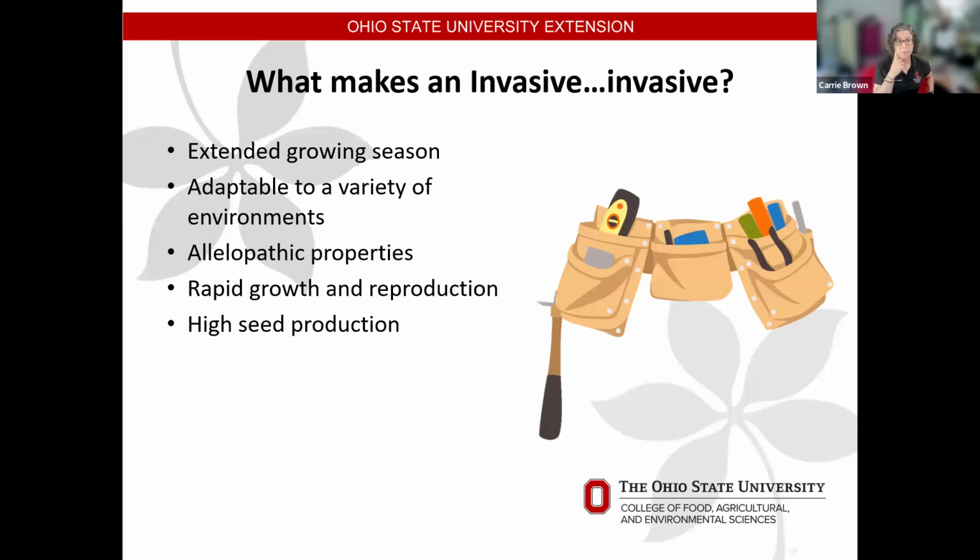Another example of this that you might be familiar with is garlic mustard. A single garlic mustard plant can produce up to 8,000 seeds. And those seeds can remain viable in the soil for several years.